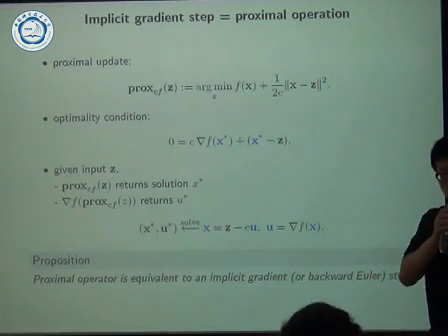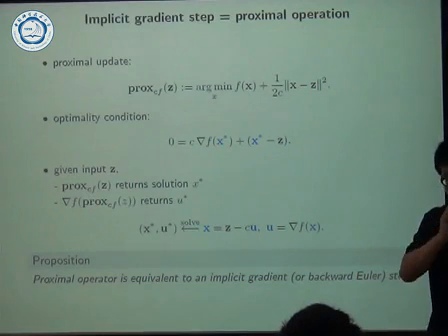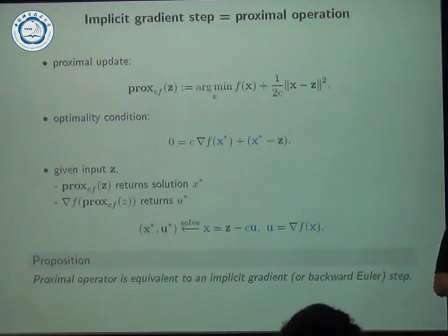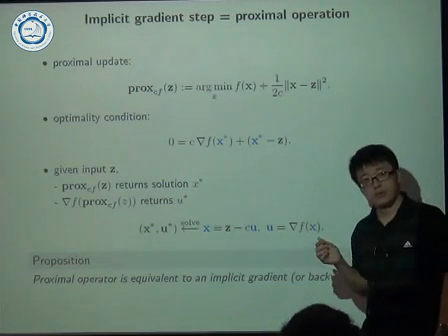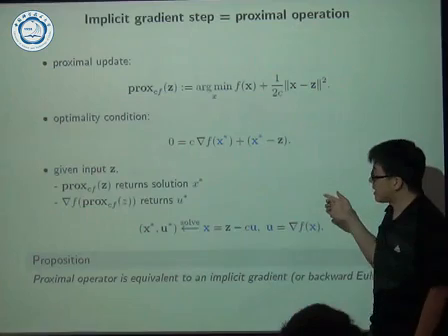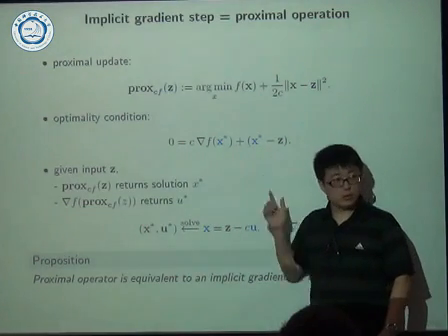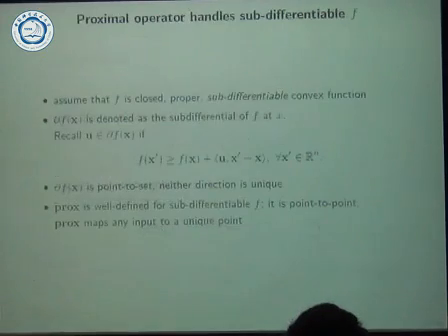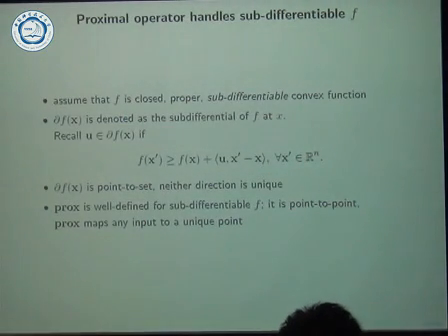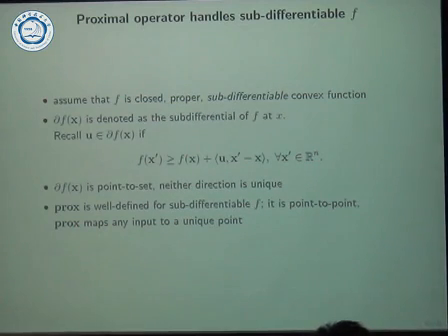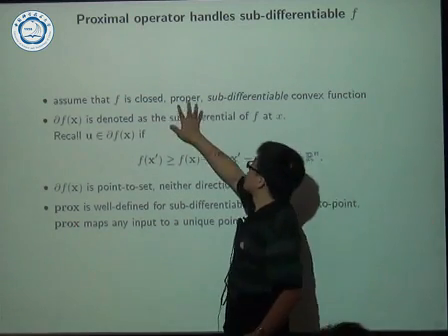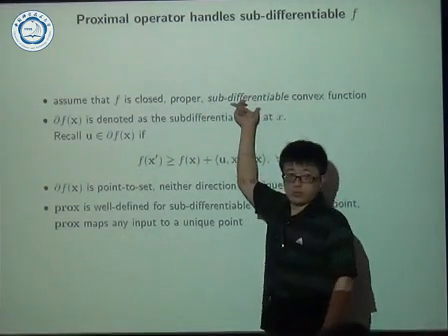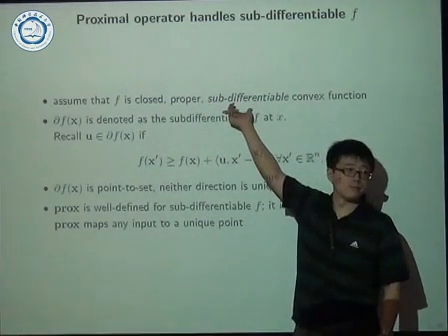What's the other reason? The other reason is I can let f be non-differentiable. Here I have assumed that f is differentiable, and I derive this. But it turns out f of x can be non-differentiable. So the proximal operator handles a sub-differentiable f. Now I assume f is closed, proper, convex, but it's only sub-differentiable. It doesn't have a gradient everywhere.